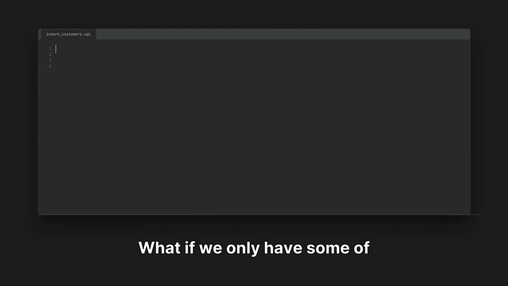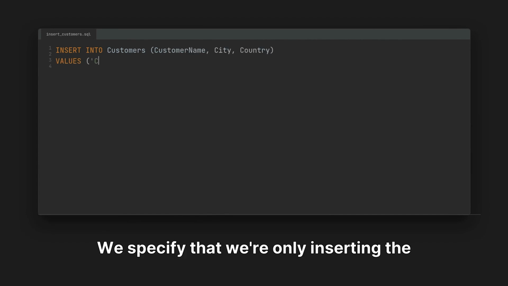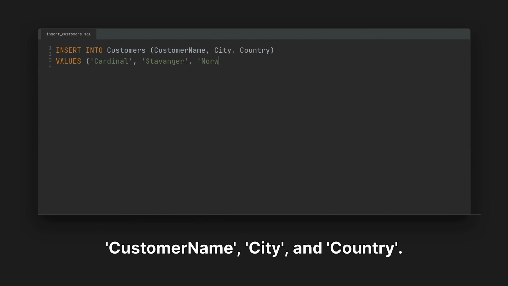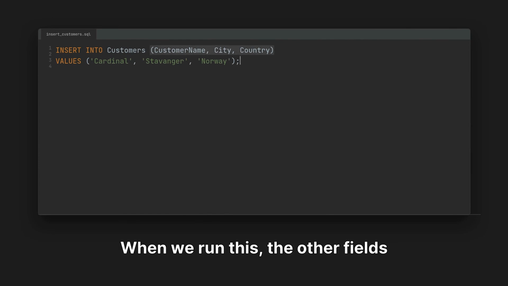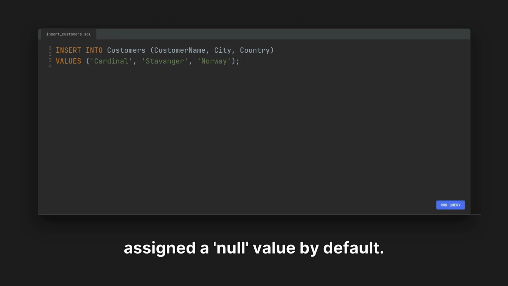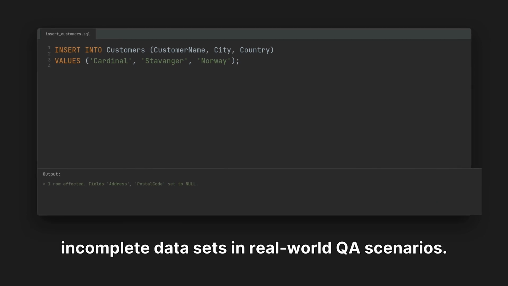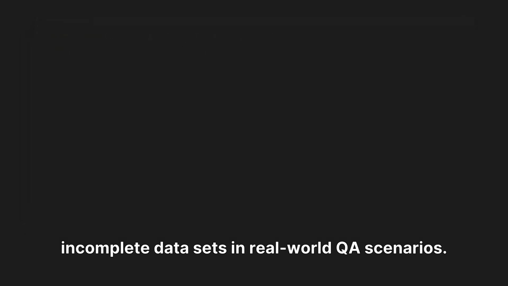What if we only have some of the information? In this case, we use our explicit syntax. We specify that we're only inserting the customer name, city, and country. When we run this, the other fields like address and postal code will simply be assigned a null value by default. This is incredibly useful when dealing with incomplete datasets in real-world QA scenarios.